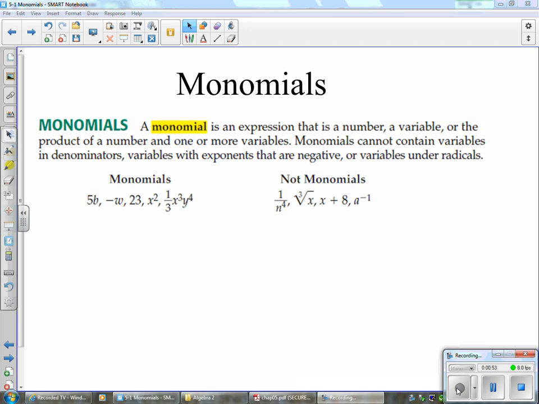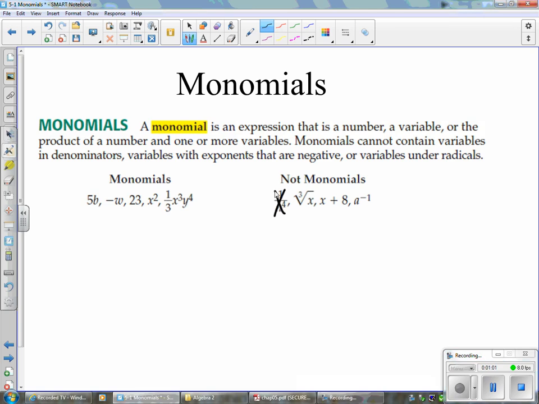Take a look at the not monomials. 1/4 to the n to the 4, because of variables in the bottom, that is not a monomial. A cube root, not a monomial. Square roots, that's out. Anything that has a plus in it is not a monomial. And if it has a variable with an exponent of -1, it's not a monomial.